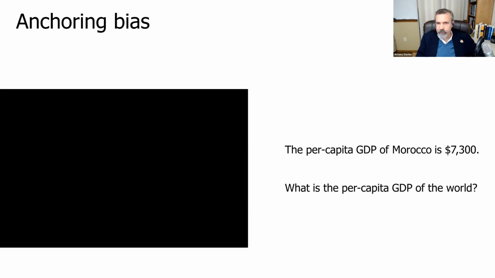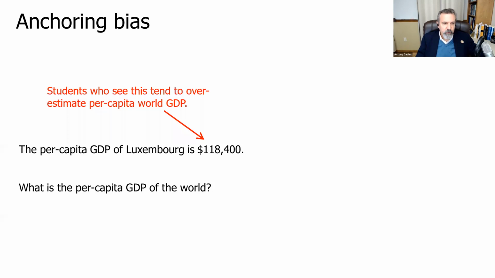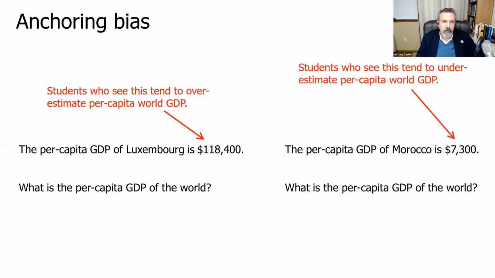And what happens, of course, it doesn't happen with everybody, but it happens on average. On average, the people who see the Luxembourg tend to overestimate world per capita GDP. And the people who see the Morocco tend to underestimate the world per capita GDP. What's happening? This is an anchoring bias.